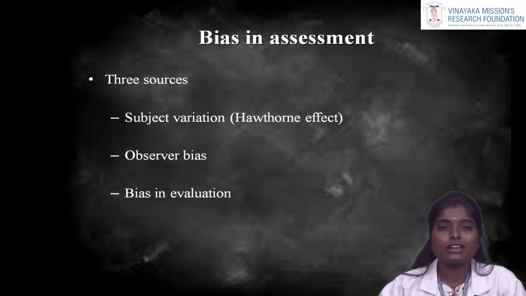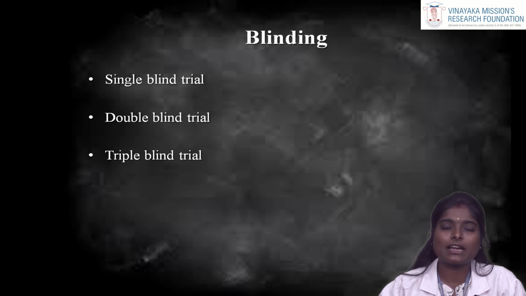So there will be three types of bias in this assessment. Initially the subject variation, observer's bias and bias in evaluation, and inevitably the Hawthorne effect will be there, where the patient will feel effective when placed in a clinical trial. So to avoid this, blinding has to be done. Blinding can be done in single, double and triple blind.